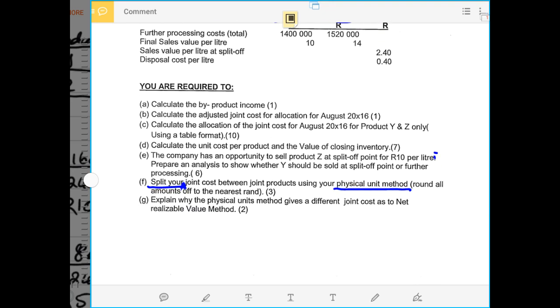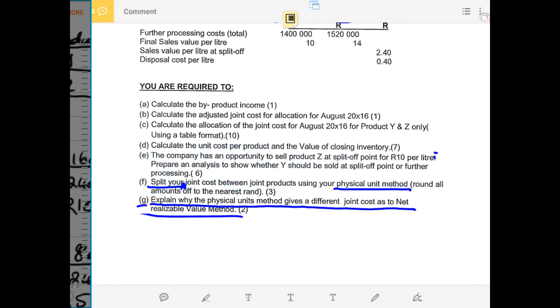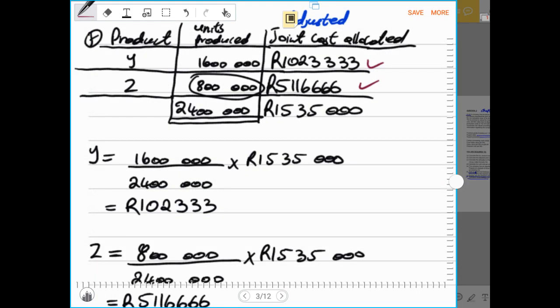The next requirement, G, which is the last one, says explain why the physical units method gives a different joint cost from the net realizable value method. Why are these two different? It's obvious, because one is using the number of units, the other is using the net realizable value, and the net figures and the physical figures were different.